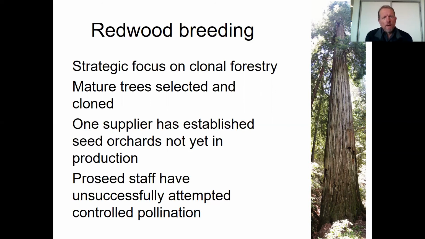We have one supplier of redwood planting stock who has established seed orchards in New Zealand, but they are not yet in production. And we have ProSeed working with redwood and attempting, unsuccessfully at this stage, controlled pollination. A good strategic approach for tree improvement in New Zealand is crossing parents with desirable traits and then creating a New Zealand landrace from those. But so far that's fairly early stages, and again the reliance is on clonal production.